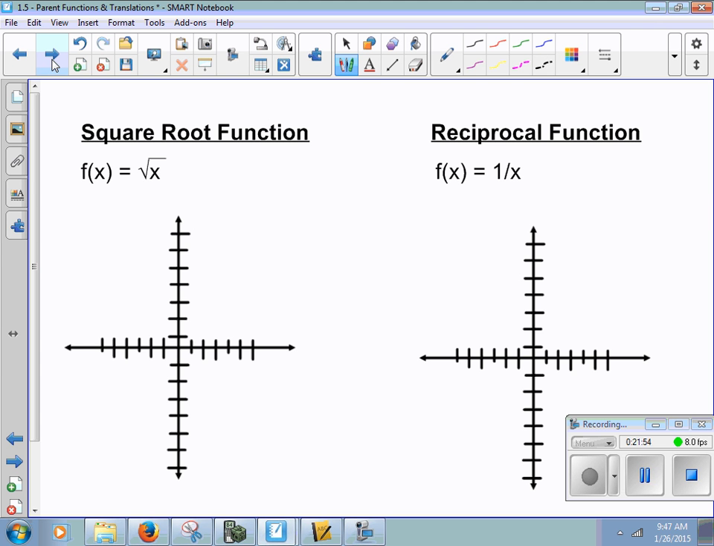Square root function. You will have to plot this point. You'll have to plot points and then connect the dots. Yes, you will. I don't care. 0, 0. Can I take the square root of 0? I can take the square root of 0. There are things I can't take the square root of. What are they? So, the domain for the square root function is going to be what? All positive reals. All positive x's, right?